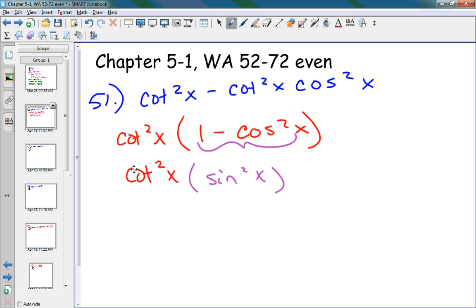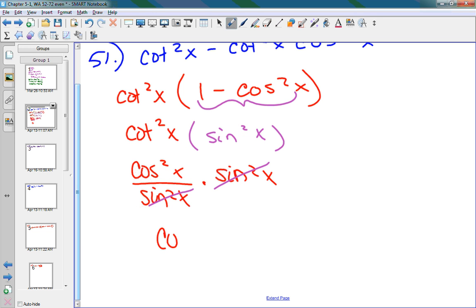Did we get that? Now, I'm not done, because what is cotangent squared in terms of sine and cosine? Cosine squared of x over the sine squared of x, and then I'm multiplying it by the sine squared of x. And what happens with your sine squared of x? Those cancel out, and I am left with cosine squared of x.